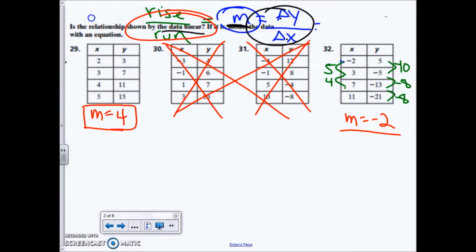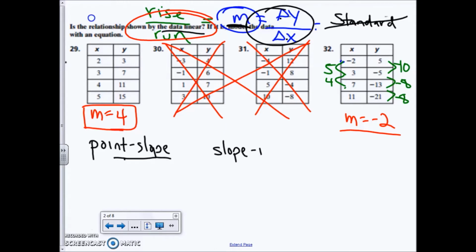Point slope form, so we have point slope. Thank you, Preston. And standard form we do have. I'm just going to write that up here. Standard form I want to wait on. It is a form, it is the third form. Isn't it y equals mx plus b? Yeah, y equals mx plus b is slope intercept form.